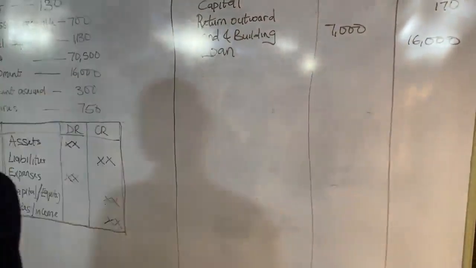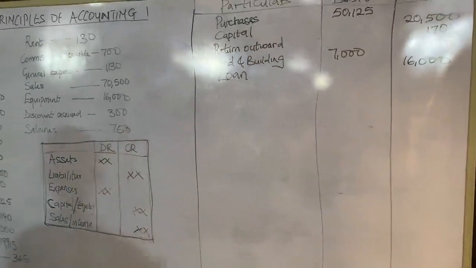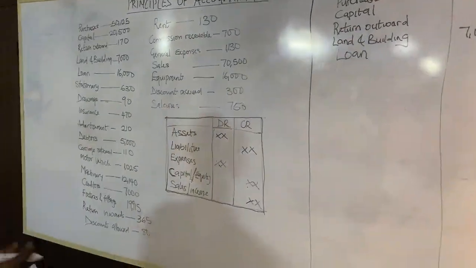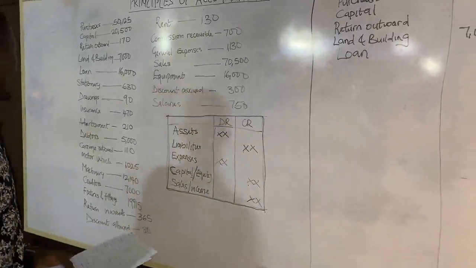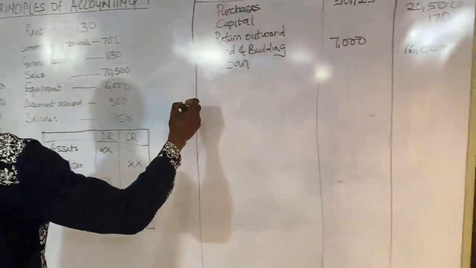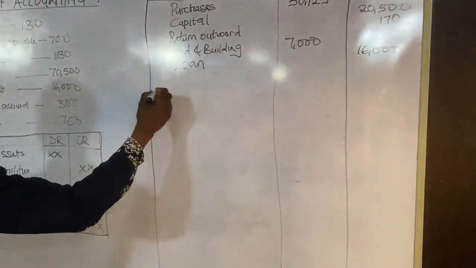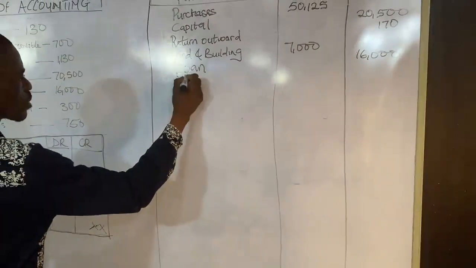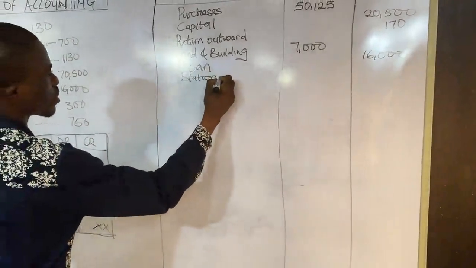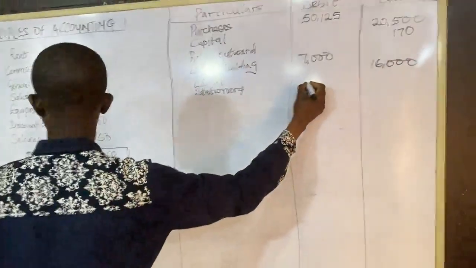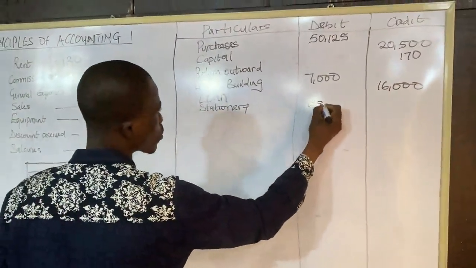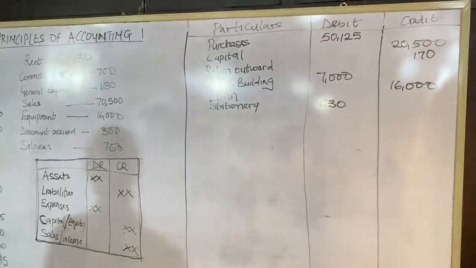Stationery. That's one of the things you use for the day-to-day activity of your business, so it's an expense. Stationery amount is 630. It's an expense, so you put it at the debit side.